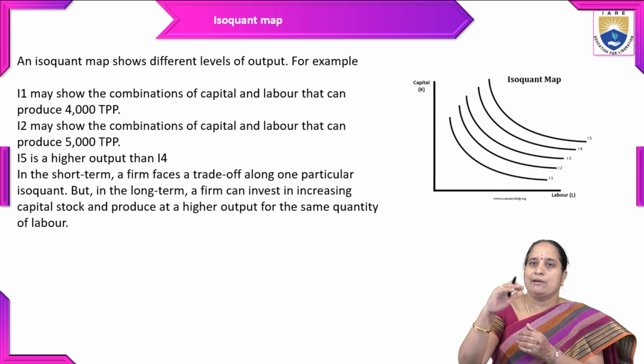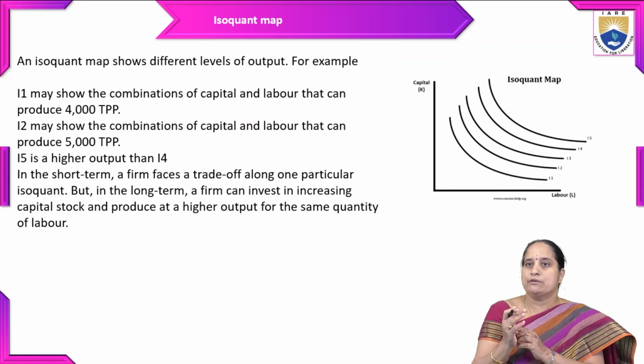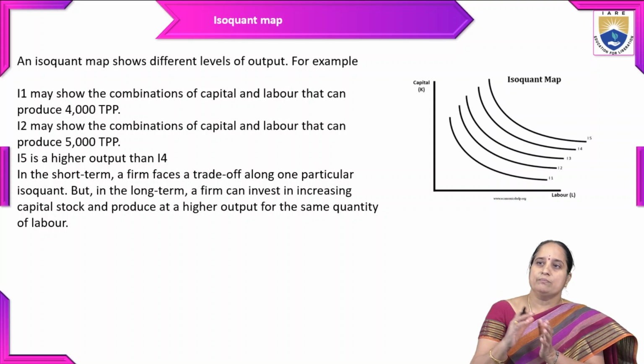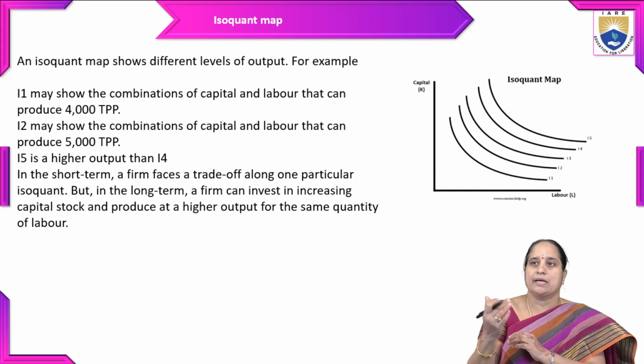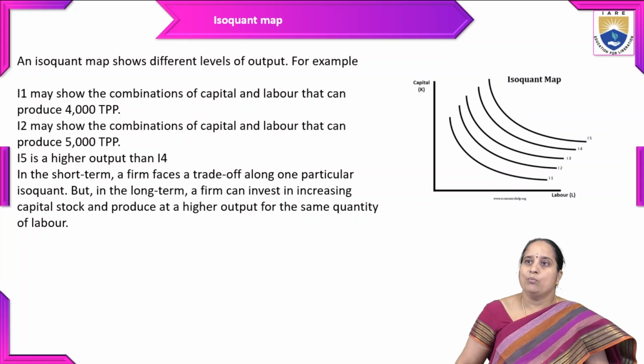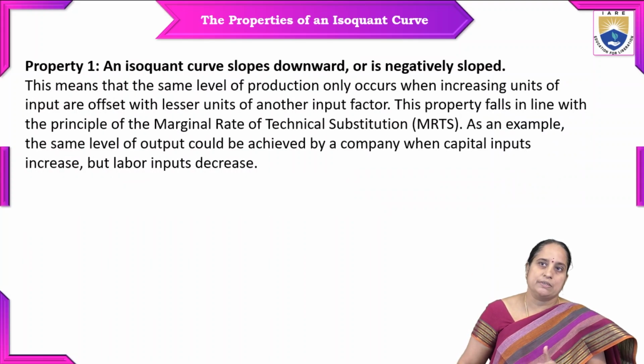L5 is a higher output than L4. In the short term, a firm faces a trade-off along one particular isoquant, but in the long run, a firm can invest in increasing capital stock and produce at a higher output for the same quantity of labor. So the firm may not change the labor, but it is going to make changes in the capital. As a result, they can produce more output and more productivity.